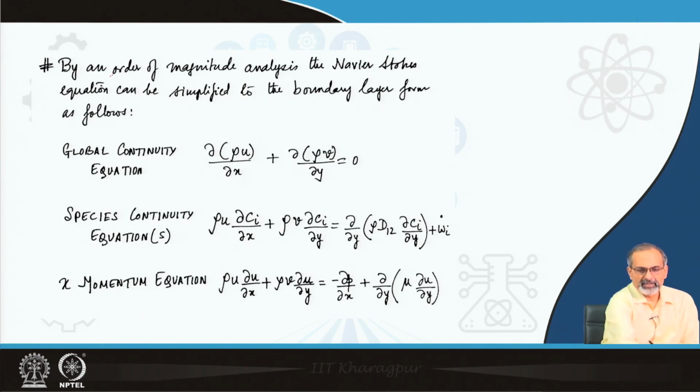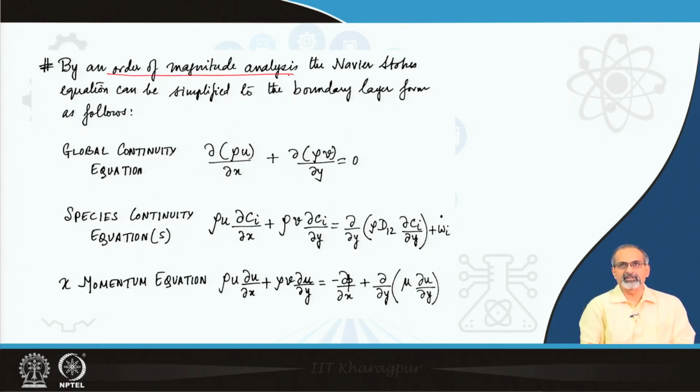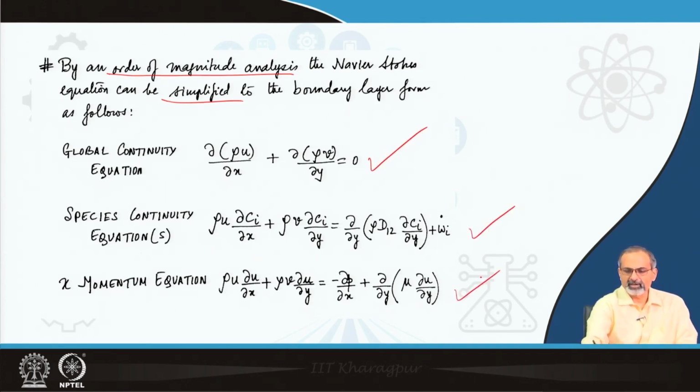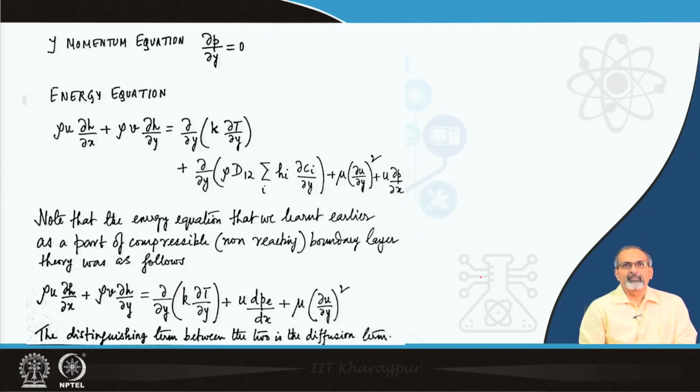We are not going through a very elaborate description of the order of magnitude analysis of the Navier-Stokes equations. We go directly to the simplified form. We look at the global continuity equation, species continuity equation, the x momentum equation, and as you follow them, I hope you are noticing the different terms which are coming up in the equations. The y momentum equation, and finally the energy equation.